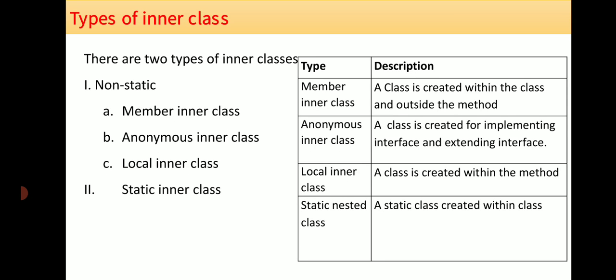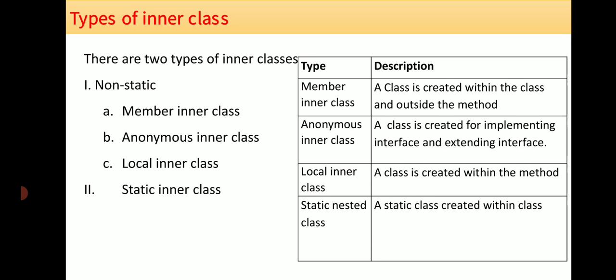There are different types of inner classes. Basically, we have two types of inner class: one is non-static, and another is the static inner class. The non-static inner class is further divided into three types: the member inner class, the anonymous inner class, and the local inner class.